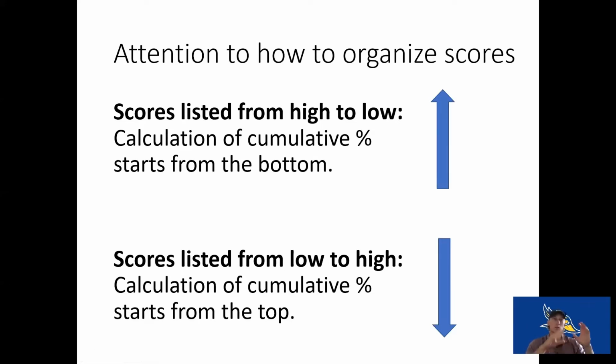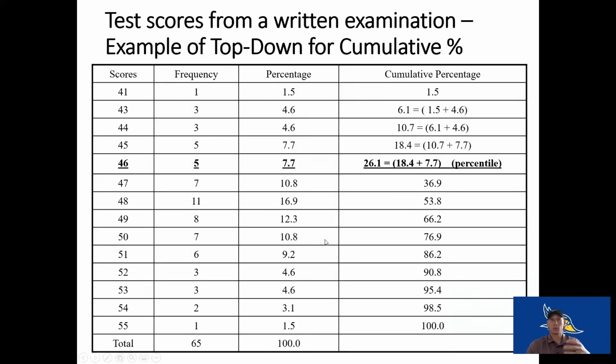How we organize our data matters, because if we're looking at what's best and we're trying to calculate the percentile, we need to know where to start. If high scores are more important, we start our cumulative percentile from the bottom. If scores are listed low to high, the cumulative percentile would start at the top. So for an example here, we have our scores listed from low to high, and high is the best. This would be our top-down model.